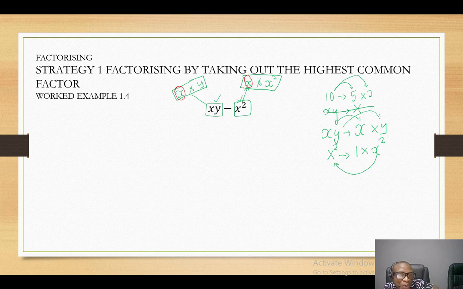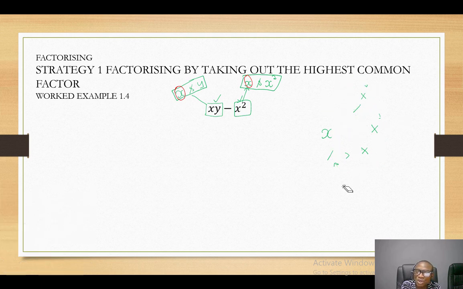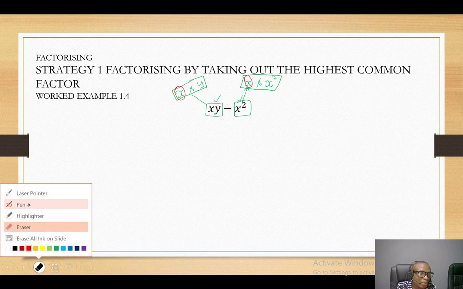Now we can factorize by taking out the common factor. In this case, I'm referring to the highest common factor. And what is the common factor? It is x. You'll see us writing x outside the bracket. So we do something like this. Let me erase here so that we must not rush. We must learn our algebraic skills very well.